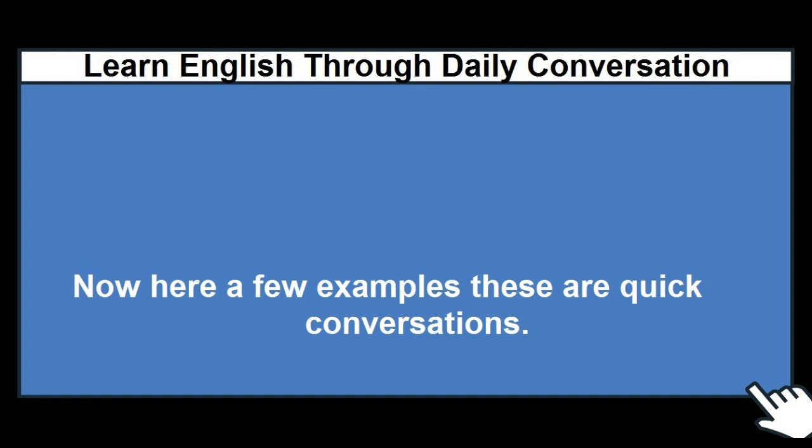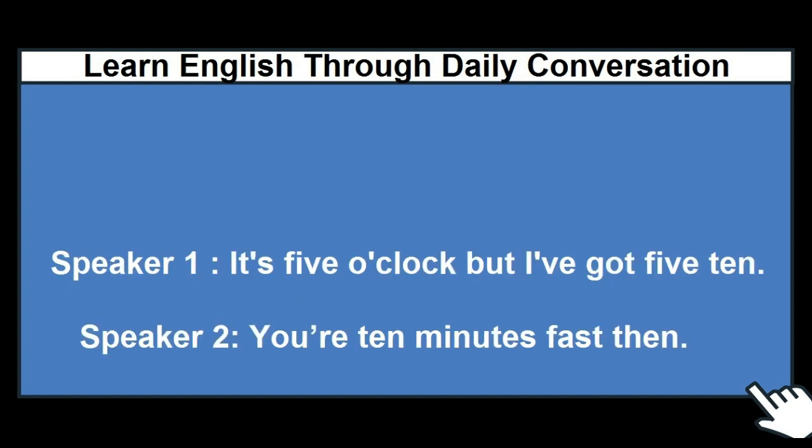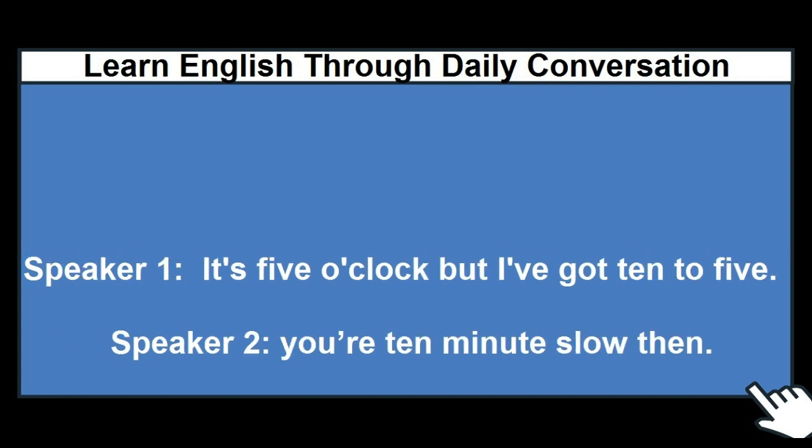Now here are a few examples. These are quick conversations. Speaker 1: It's 5 o'clock, but I've got 5:10. Speaker 2: You're 10 minutes fast then. Speaker 1: It's 5 o'clock, but I've got 10 to 5. Speaker 2: You're 10 minutes slow then.